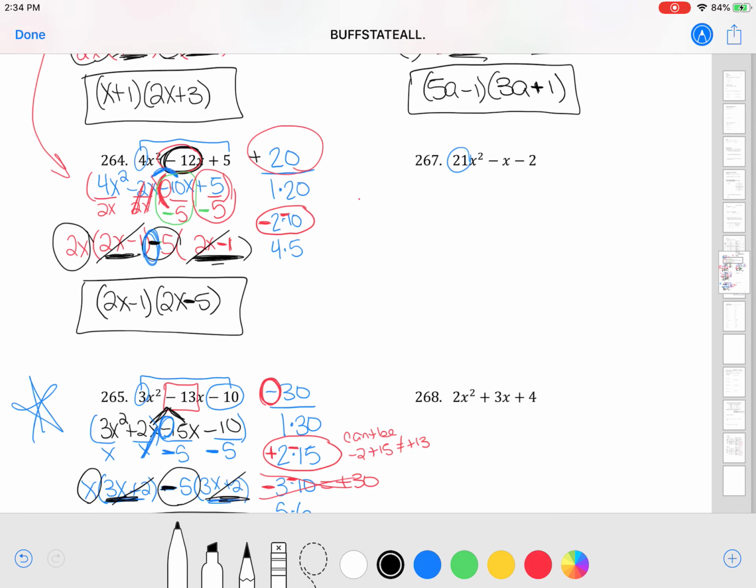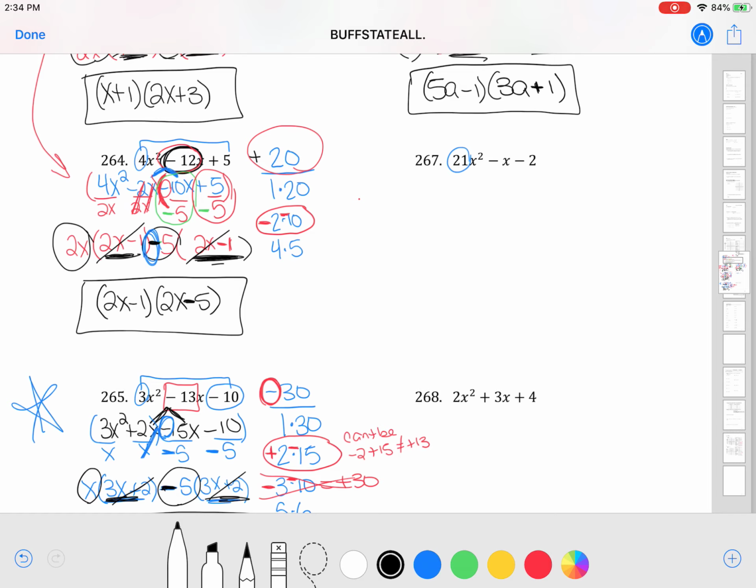Alright, so the next one, 267, has slightly bigger numbers. I'd again like you to pause the video and try this one completely on your own. So it is AC because I have 3 terms and A is a 21. So you start by multiplying A and C together and go ahead and pause your video and give it a try. Once you're done, come back and play.